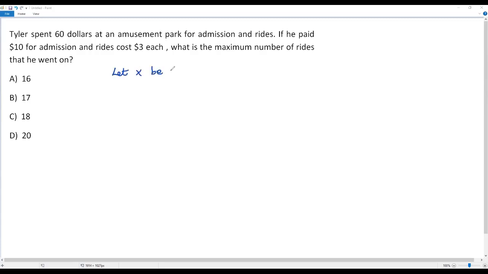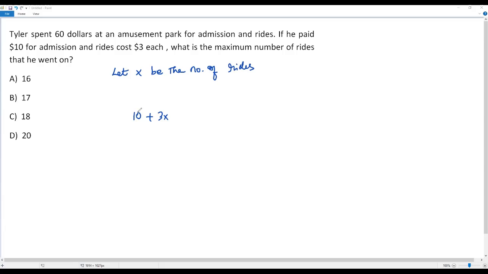Let x be the number of rides. Let me write the stuff over here. Number of rides. So he spent $10 for admission, and the cost of each ride is $3, and the number of rides is given by the variable x. If each ride costs $3, then what is the total cost for x number of rides? For that, we have to multiply the cost of one ride, that is 3, by the number of rides x, then I'm getting 3x. So this is the total cost for x number of rides.